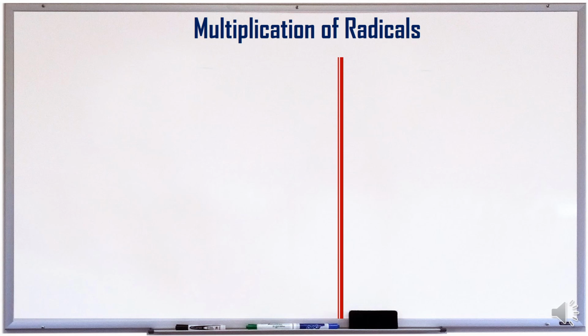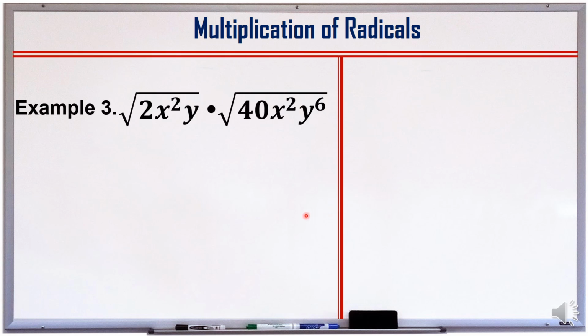Okay, so let's have another example. How if we're going to simplify square root of 2x squared y times square root of 40x squared y to the 6th power. So, dito mapapansin natin na meron tayong same indices, that is 2. So, same rule with number 1 and number 2. Ang nadagdag lang po dito is we have the variables inside the radical symbol. So, do the same with the previous example.